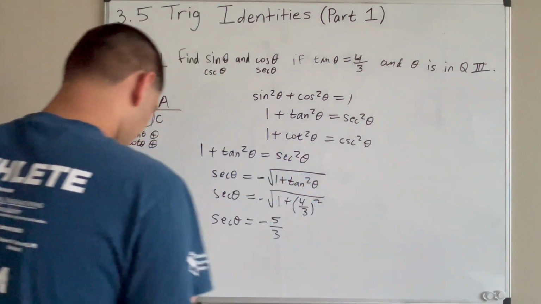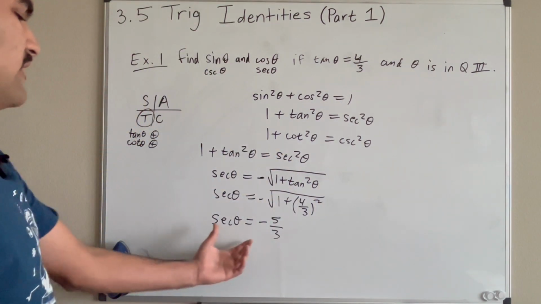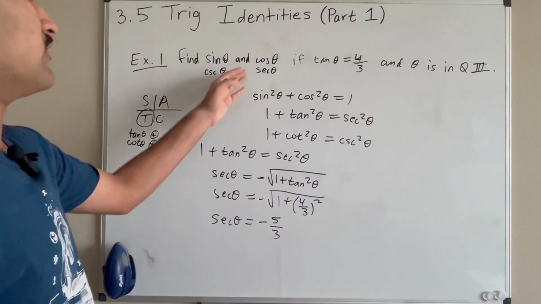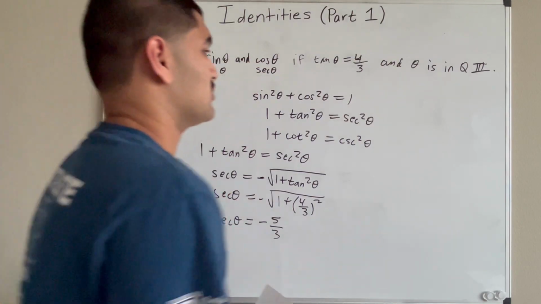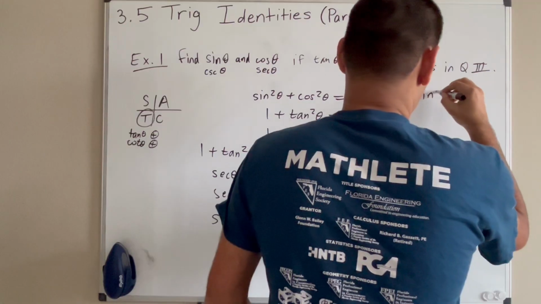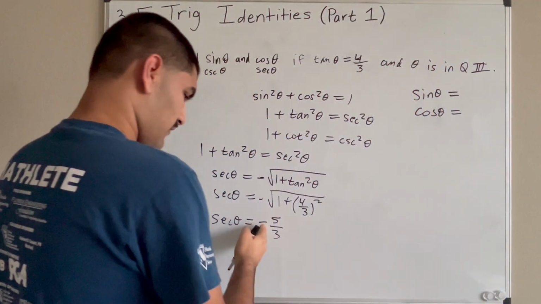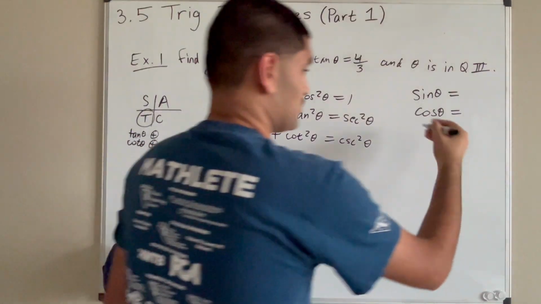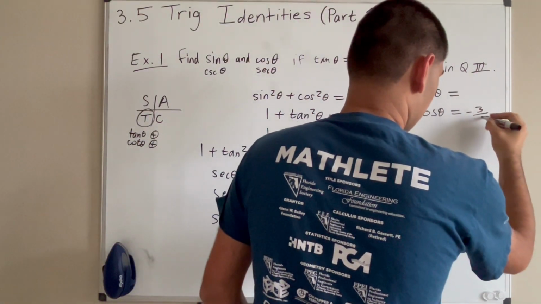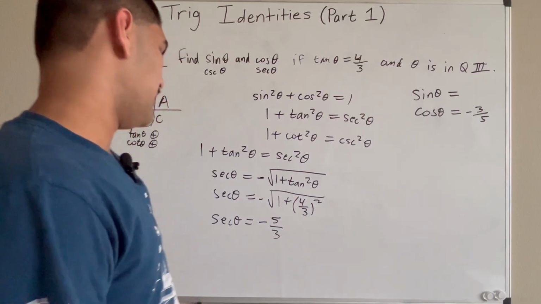All right. So we found secant theta, and then to find cosine, we just hit the reciprocal. If we have our answer box right here, we take the reciprocal of this, and you get negative 3/5. So cosine theta is negative 3/5. All right, good.